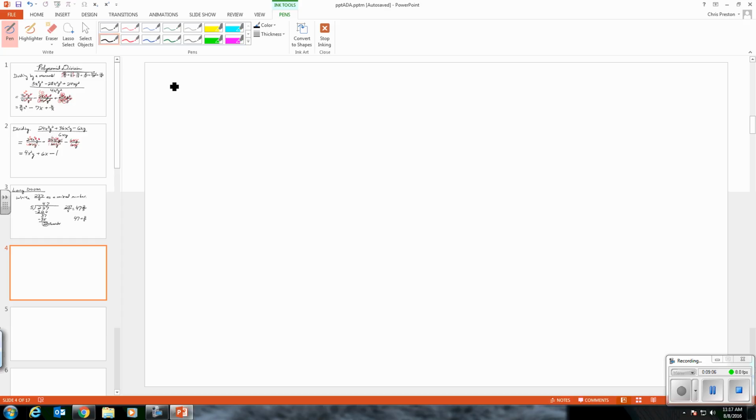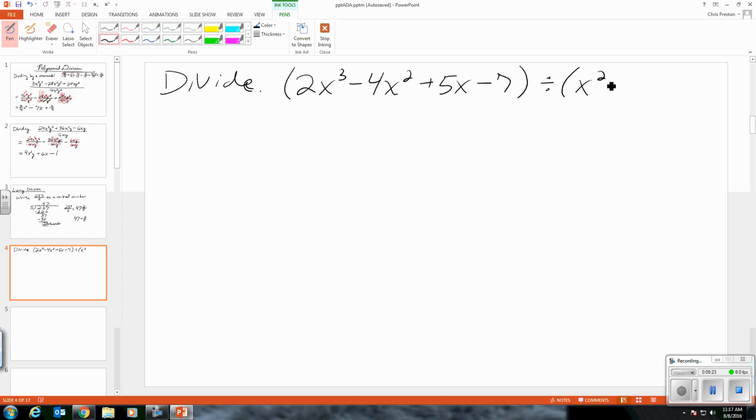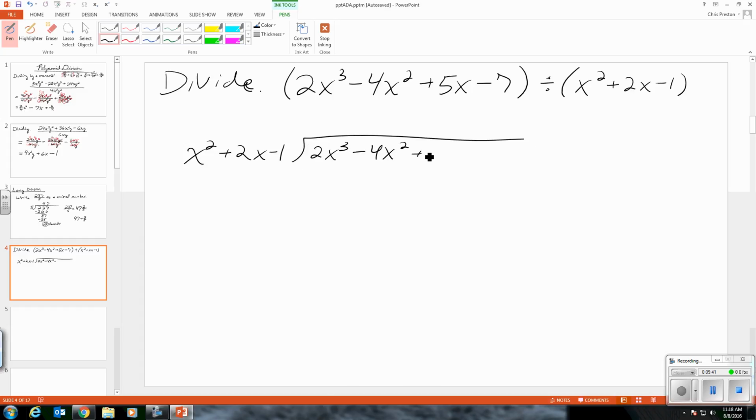So let's say we want to divide 2x cubed minus 4x squared plus 5x minus 7 by x squared plus 2x minus 1. Okay, so x squared plus 2x minus 1 is my divisor, so I'm going to write that out front here. And then 2x cubed minus 4x squared plus 5x minus 7 is my dividend, and that's what I'm dividing into, so I'm going to write it inside here.